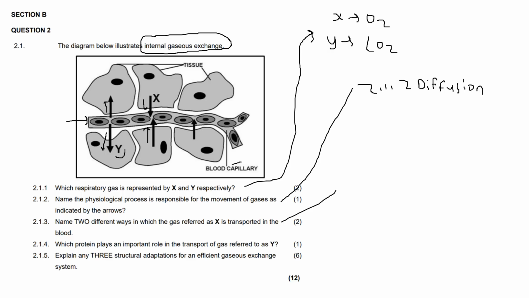Then let's go to 2.1.3. Name two different ways in which gas X will be transported in the blood. So basically they're asking us for two ways in which oxygen will be transported in the blood. So you need to know there must be two ways that it will be moved in the blood.